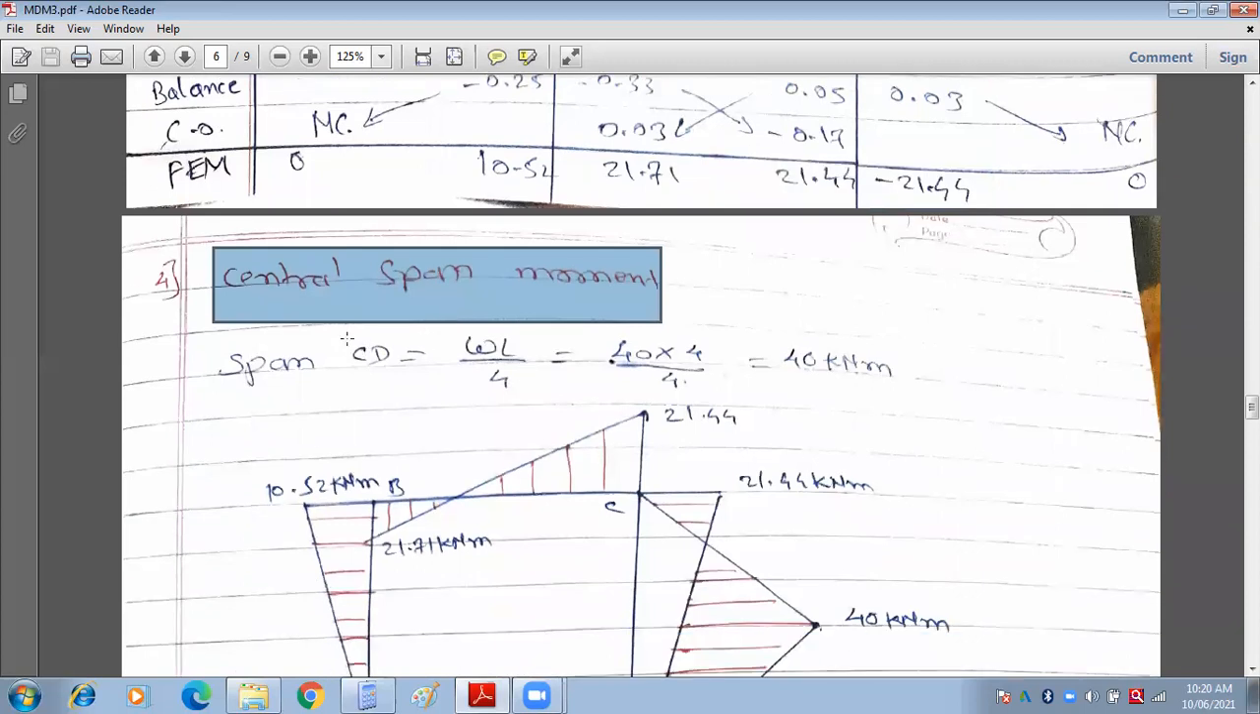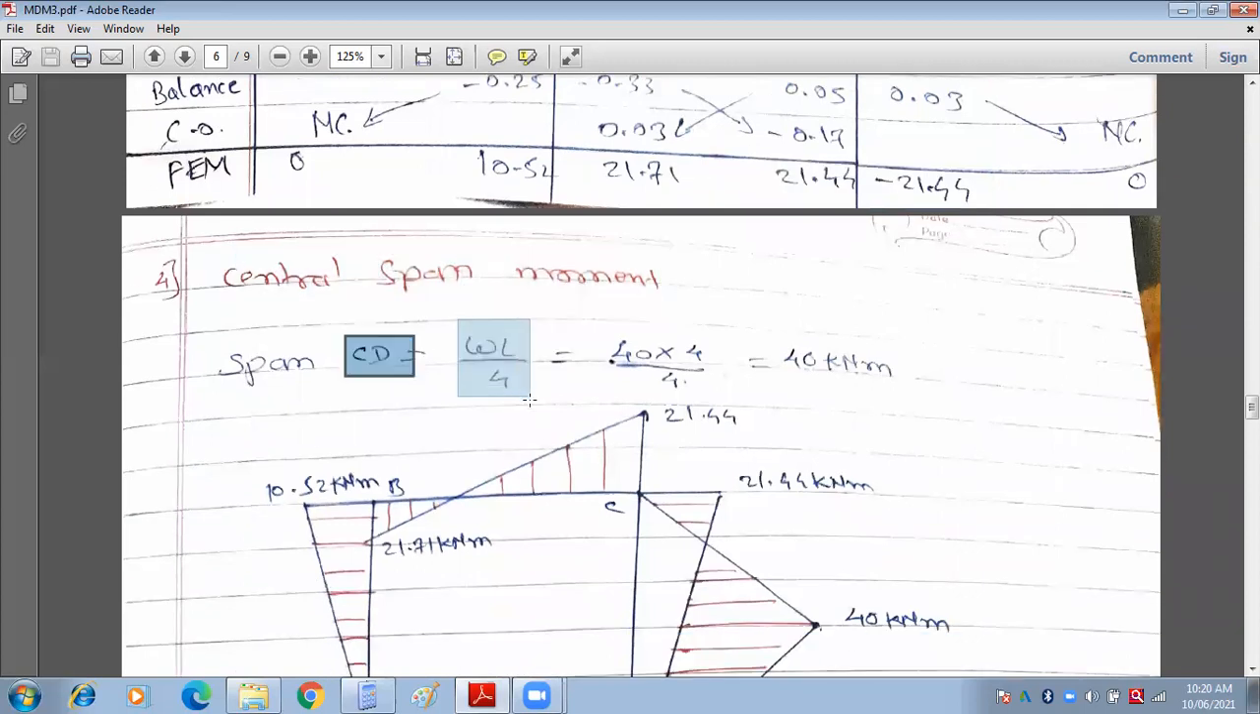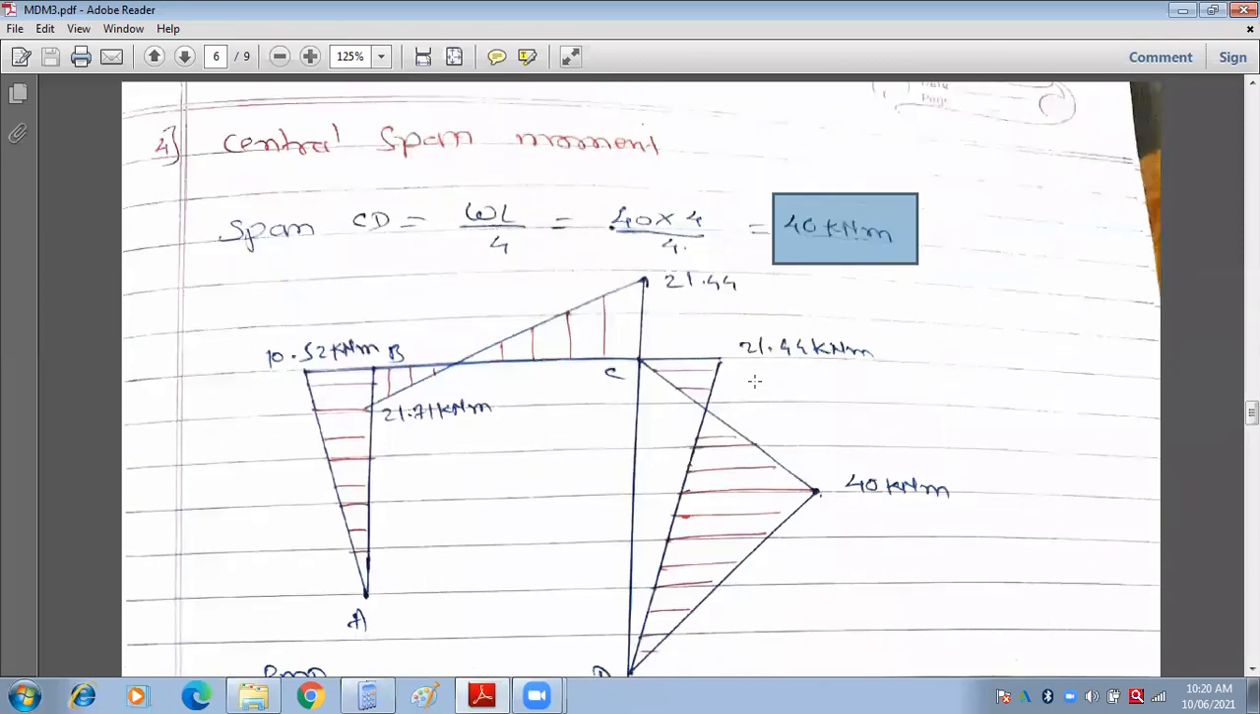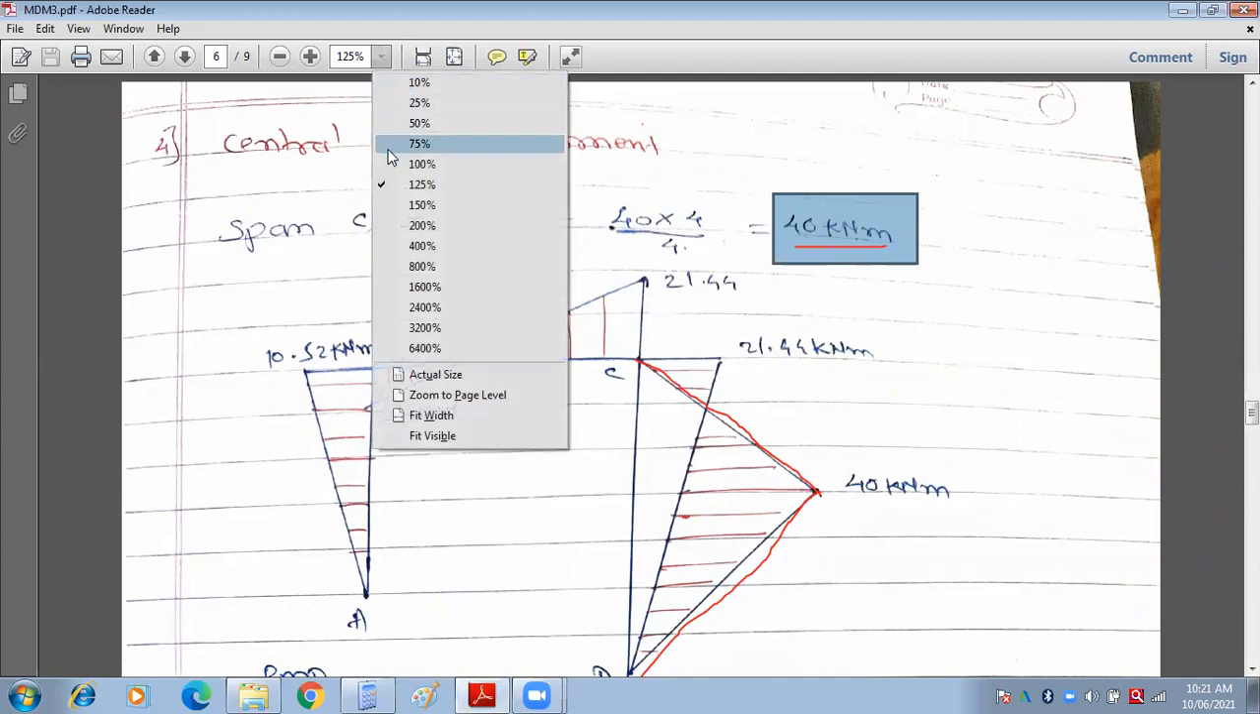Central span moment: only CD carries a load, therefore WL by 4 means 40 into 4 by 4, the 4 gets cancelled, 40 is the moment. Now as we have to find out the fixed bending moment diagram, only CD carries this 40 kilonewton-meter moment. Plot this like this, and over this we have to overlap this moment. Now how to overlap this moment? Let us check it out.